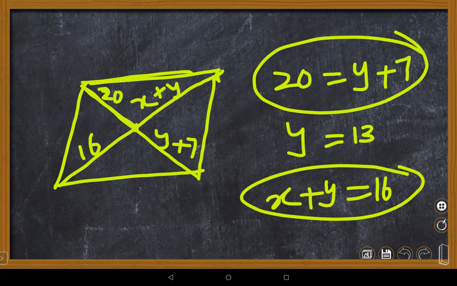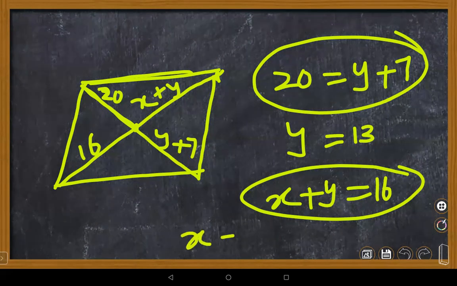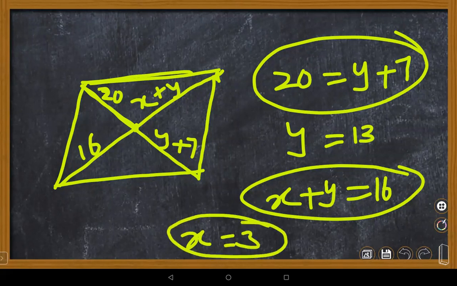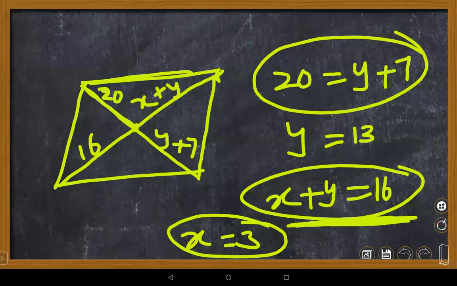Exactly. From this, x plus y is 16, so what is the value of x? Ma'am, 20 minus 7, which is equal to 13, and x is equal to 3. 13 plus what number gives you 16? Ma'am, could you repeat your question? 13 plus what number gives you 16? Because x plus 3, y is 3. So x value is 3.